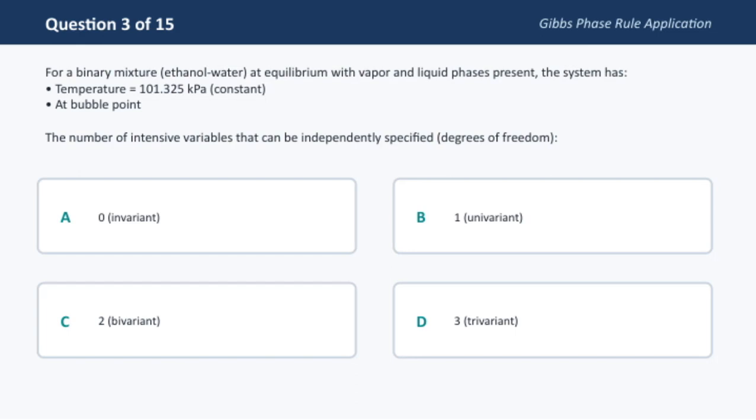Let's look at how the Gibbs phase rule applies to a simple binary mixture, ethanol and water, at equilibrium, with both vapor and liquid present. Here, the temperature is fixed at atmospheric pressure, and the system is at its bubble point. The key question is, how many intensive variables can we independently control? This slide breaks it down by the number of phases present, showing the degrees of freedom from 0 to 3. It's a fundamental step in understanding phase behavior.